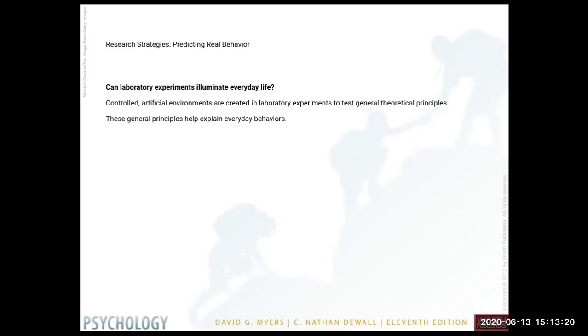Well, the answer is yes, because we can control for things like what you eat, how much you sleep, how much caffeine you have, how much light, how much distraction there is. So even though they're artificial environments in lab experiments, they're meant to test general theories. And we don't know if people are going to be distracted by things in the real world. So when we're trying to look at general principles for everyday behaviors, then lab experiments can be really well done.